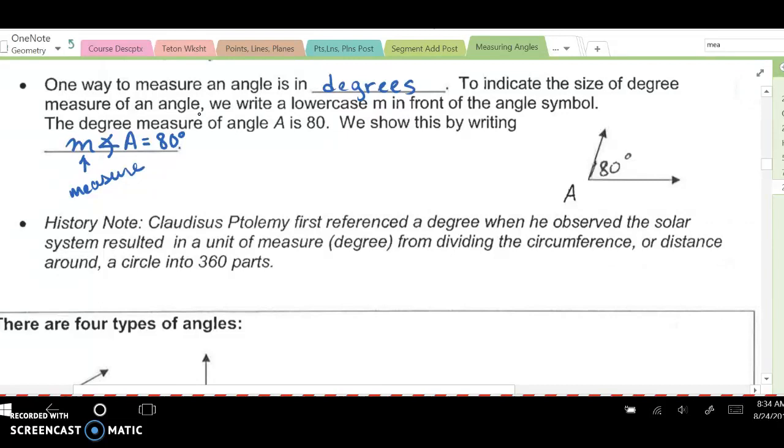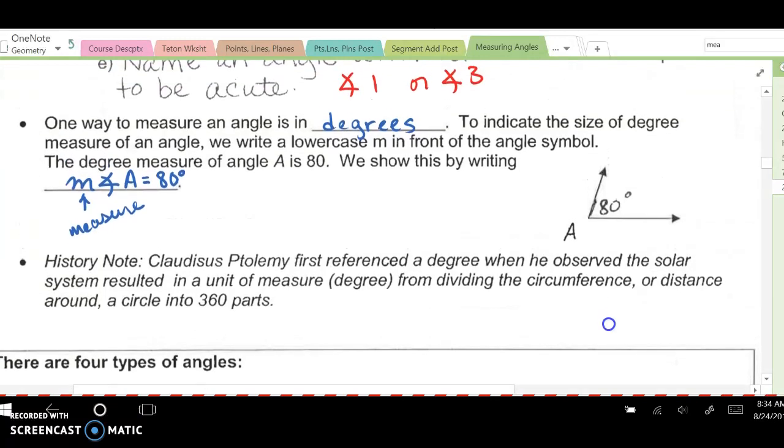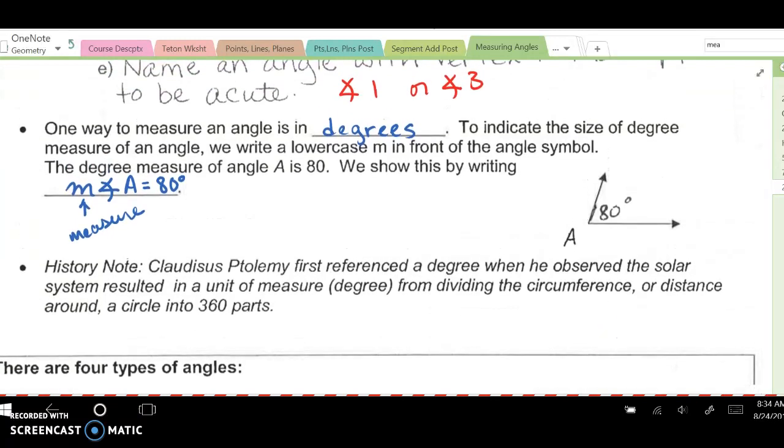Okay, so just a fun fact here, Ptolemy first referenced a degree when he observed the solar system, resulting in a unit of measure, what he called a degree, from dividing the circumference, or distance around a circle, into 360 parts. Okay, and we'll stop this video here and we'll pick up with the 4 types of angles in the next video.